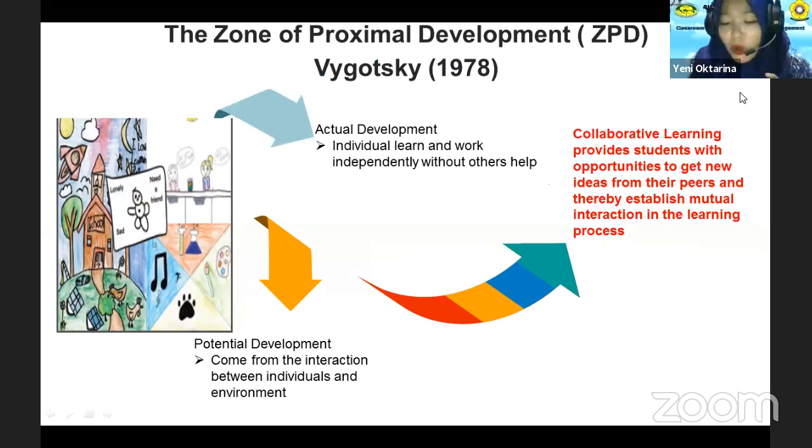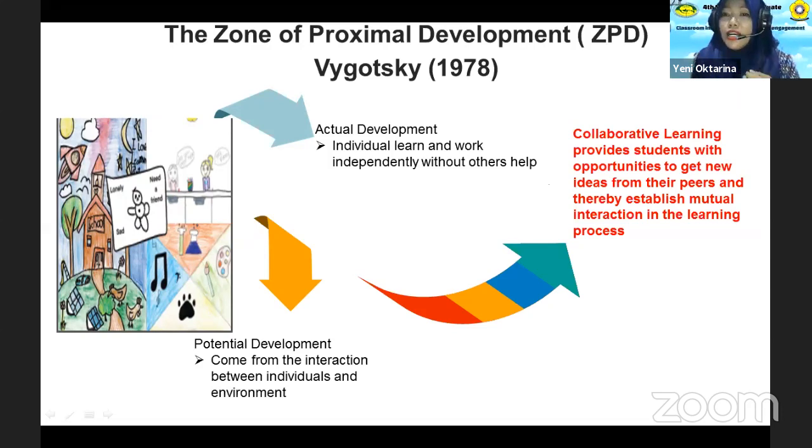Okay, why also collaborative learning? The first is because of the theory from Vygotsky. It is about the ZPD, the zone of proximal development. He stated that there are two levels of human development. Number one is actual development, which is where individuals can learn by themselves. And the second one is potential development, which is the interaction between individuals and environment.